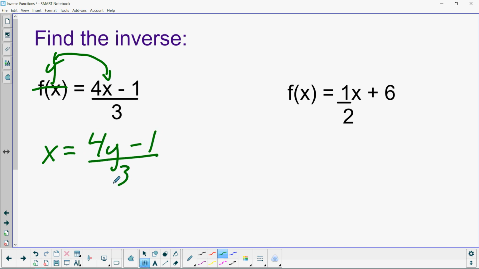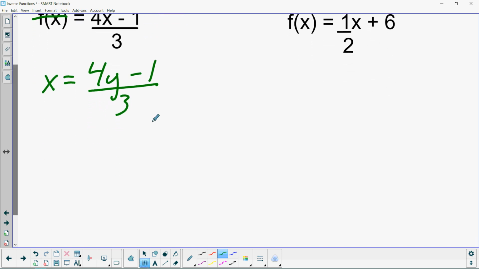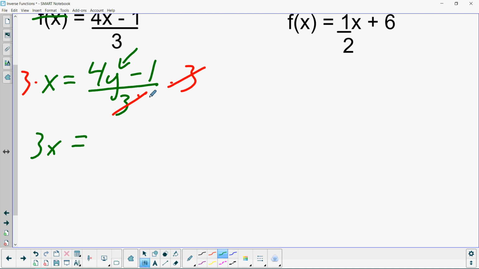Now step 3 is we want to get this y by itself. So what we're going to do is get rid of this divide by 3 by multiplying both sides by 3. So these 3's cancel each other out. On the left side, we have 3x, and on the right side, because the denominator canceled, we don't need to write this fraction anymore, and we're left with 4y minus 1.